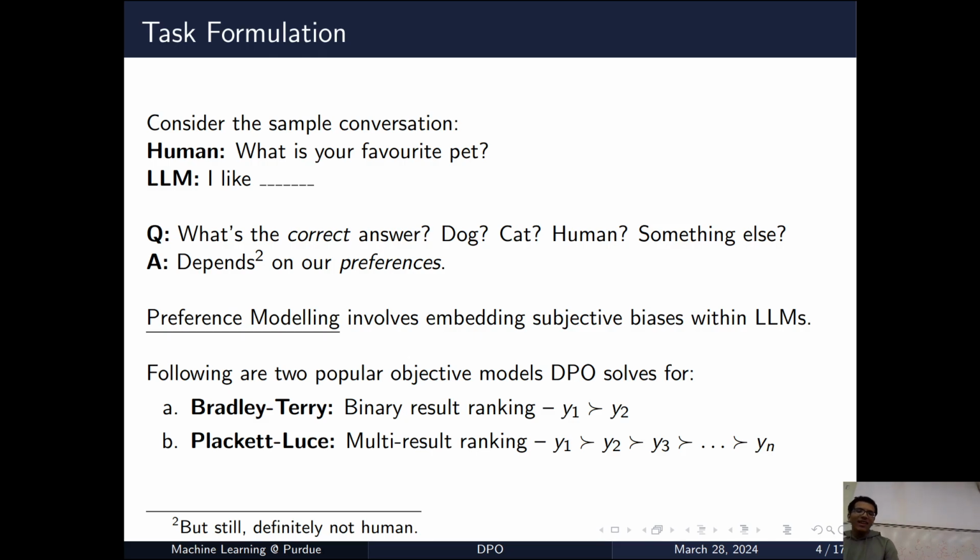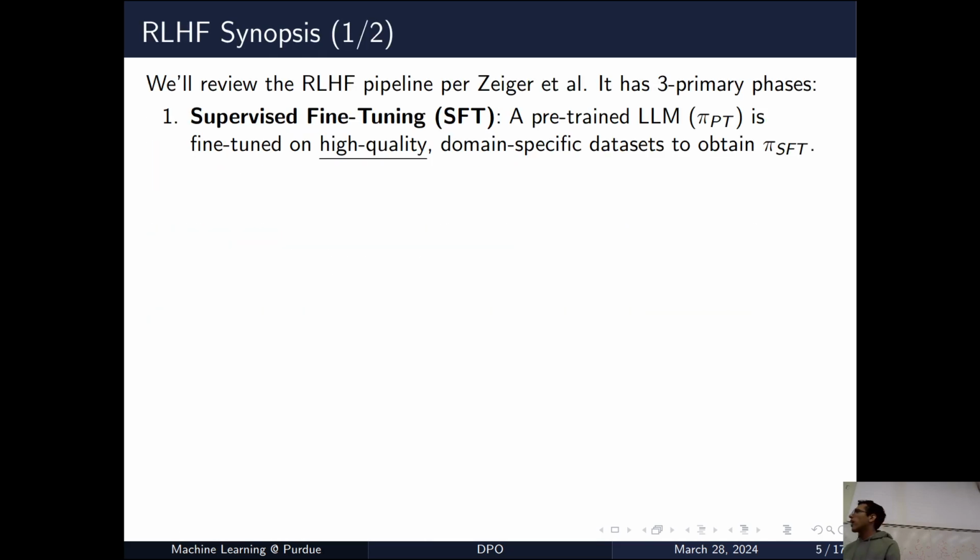But yeah, there's Plackett-Luce, which is multi-result ranking, and that's from 1 through n, where n is the total number of options that you have. We'll talk about Bradley-Terry, as I mentioned earlier, just because it makes the solution a bit more straightforward to work through. However, it exists technically for Plackett-Luce as well, and the paper actually derives it.